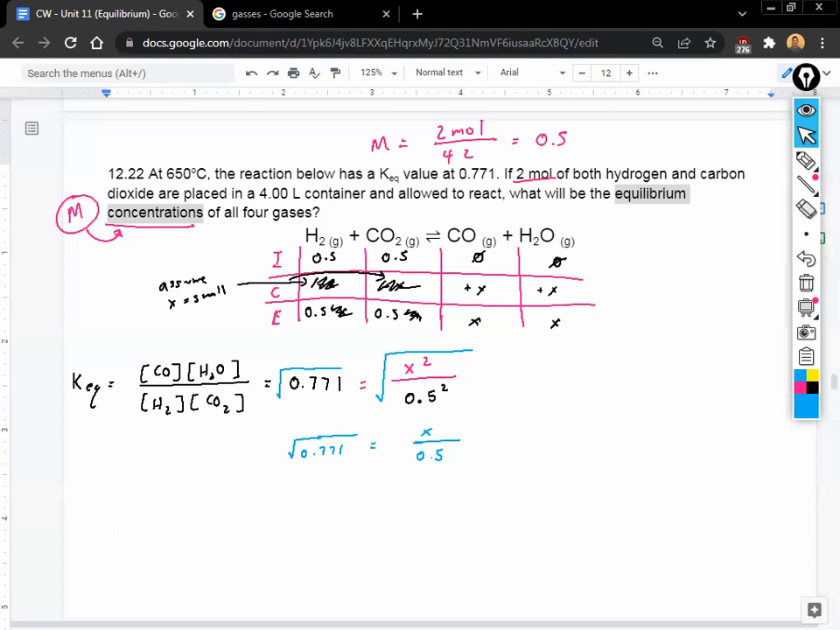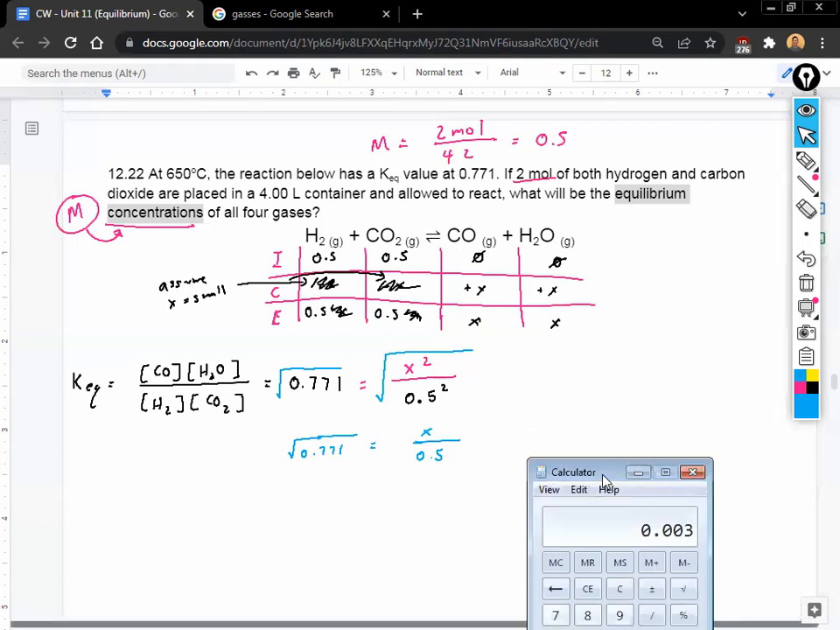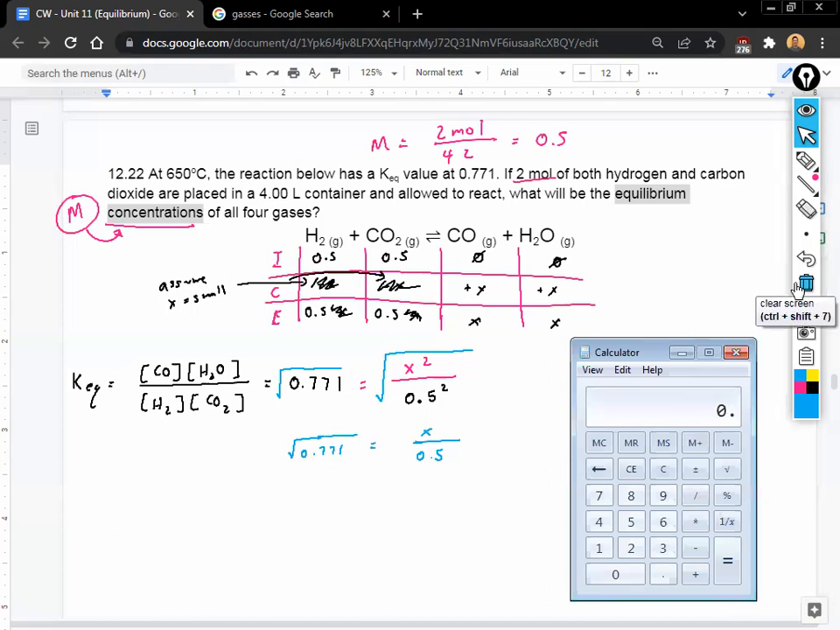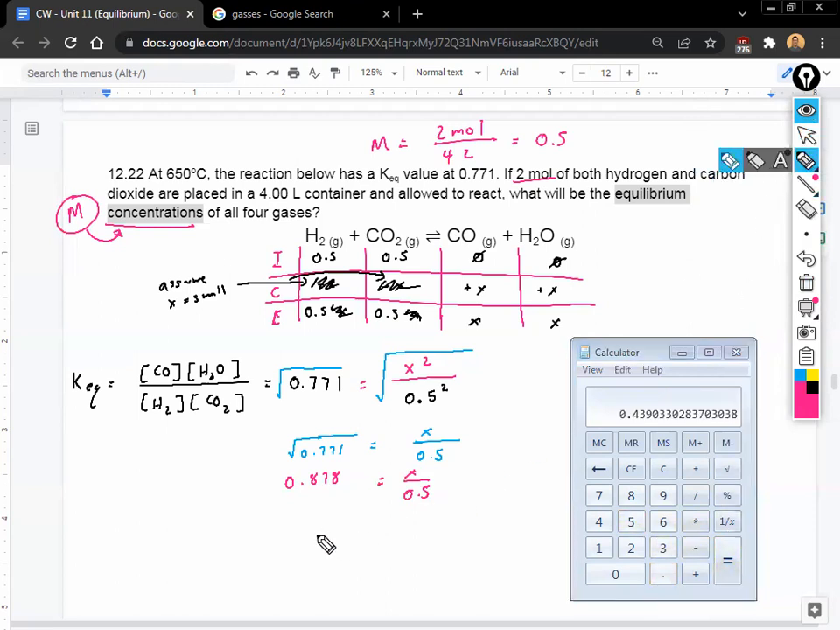Does your calculator have square root? It does. Good. Okay, we're going to do 0.771, and then find the square root of that. That's going to give me 0.878 on the left side. Then I'm going to multiply that by 0.5 so that I can isolate the x. That's going to give me 0.439. So x equals 0.439.